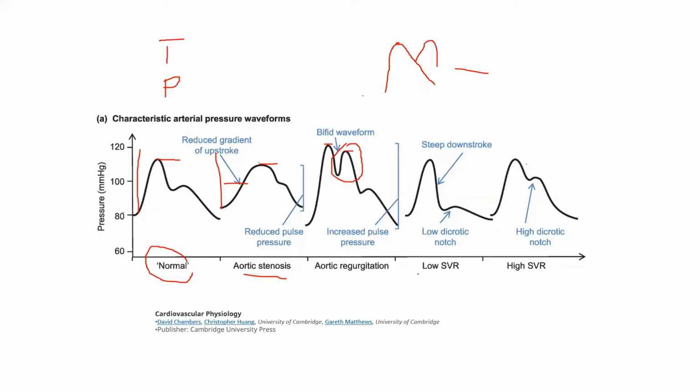Look at the pulse in low stroke volume versus high stroke volume. What do we have? In low stroke volume pulse, you tend to have a narrow pulse, steep downstroke, and low dicrotic notch. I want you to remember these three characteristics of low stroke volume pulse: narrow, steep downstroke, and low dicrotic notch.